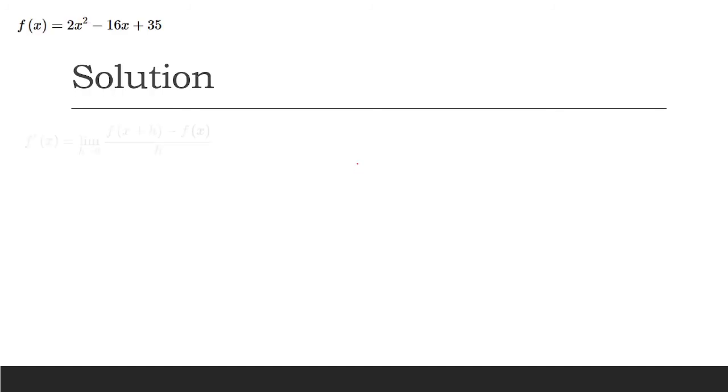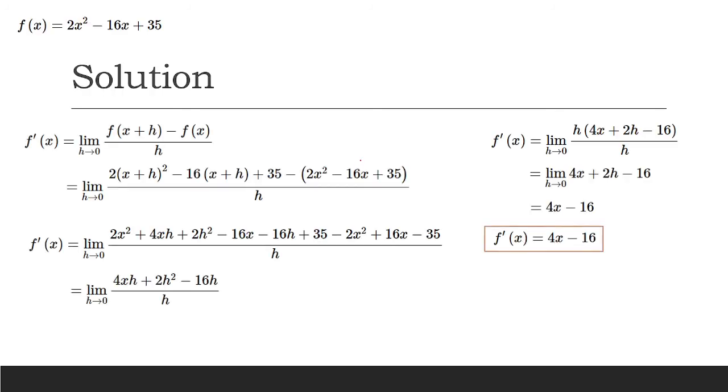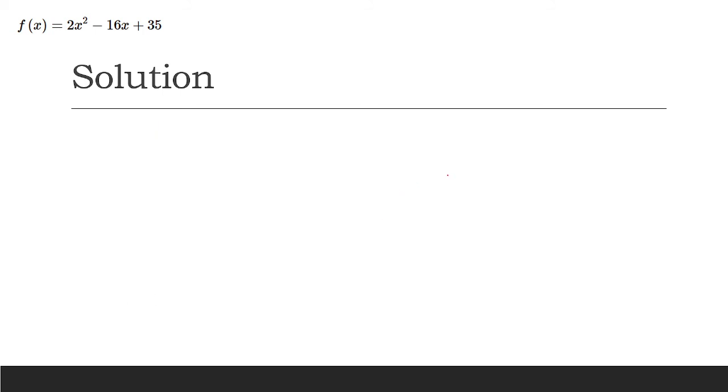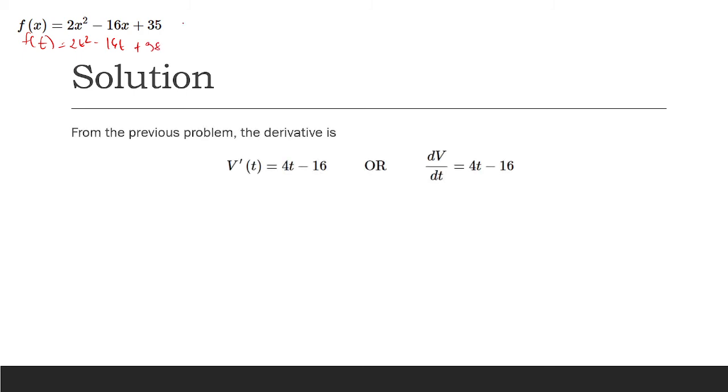So meaning, we can use the derivative na nito. Hindi na natin kailangan isolve siya ulit, because we already know the derivative. Kaya lang naman kasi natin pinapakita tong problem na to para lang ma-appreciate nyo na may gamit pala siya. So ito yung equation natin kanina, papalitan lang natin siya ng t. So that's v of t is equal to 2t squared minus 16t plus 35. And we already know the derivative, nakuha natin kanina, that's v prime of t is equal to 4t minus 16.